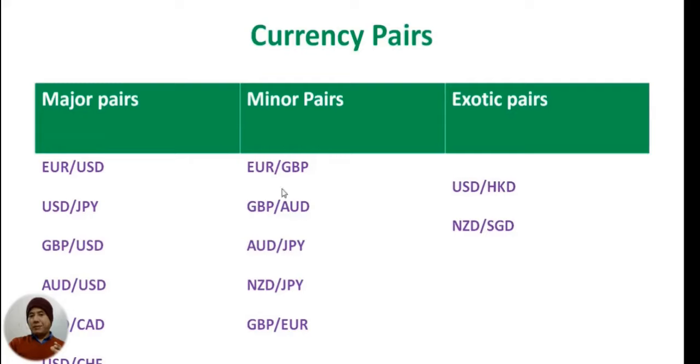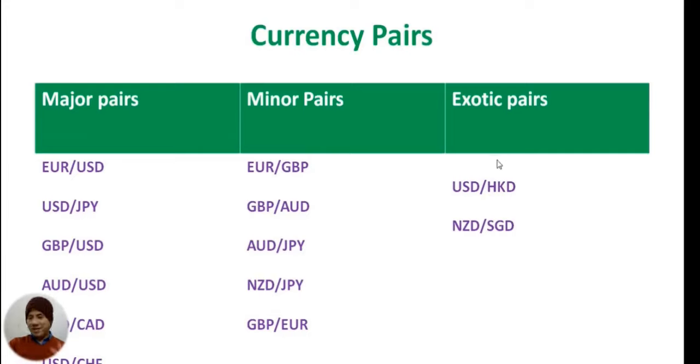And these in the middle are called the minor pairs. Minor pairs means the US dollar is not involved, like Euro GBP, pound versus Japanese yen, New Zealand dollar JPY. These are the minor pairs. That doesn't mean you will not get trade opportunities in them. Yes, you do. But compared to the major pairs, the volatility and the volume are a little bit less in minor pairs. But obviously, you also get good amounts of trade opportunity in these pairs as well.